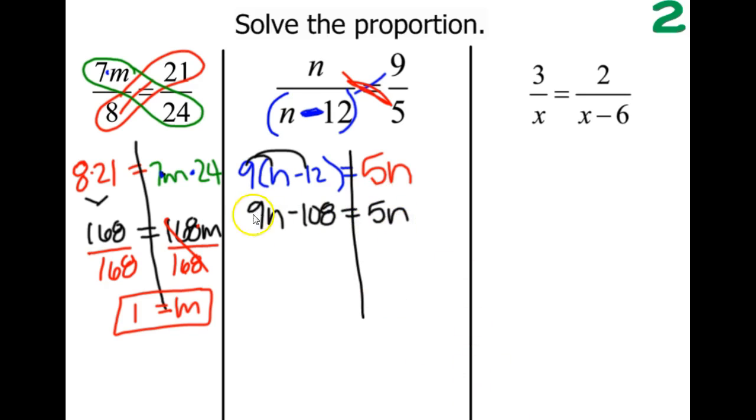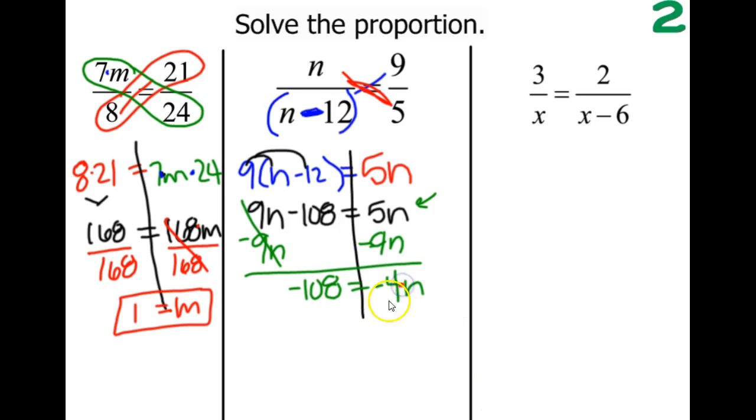And now we need to get all the n's on the same side and solve. It doesn't matter which one I move. If I move this one here, there's not going to be anything left, which is fine. You can write 0 there. But if I move this one, I have a number on both sides still. We just end up with a negative, which is okay. We have negative 108, and now a negative 4n.